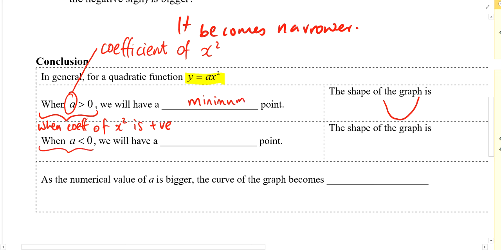So here when the coefficient of x squared is negative, we have a maximum point. The shape of the graph looks like this. So last one, as the numerical value of a gets bigger, it becomes narrower.